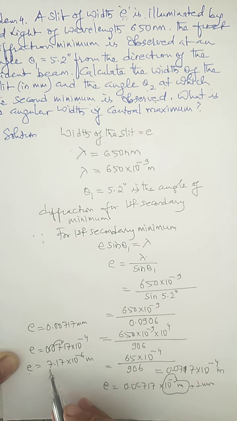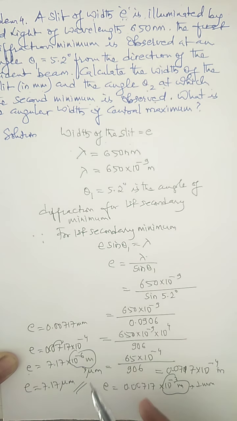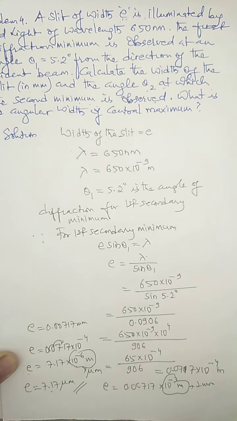So E equals 7.17 into 10 to the minus 6 meter, or you can write this in micrometer. So E equals 7.17 micrometer. You can write the answer in any of the units. In meter, this is the value. In micrometer, this is the value, 7.17 micrometer. In millimeter, if you write, then this is the value, 0.00717 millimeter. So this is the solution of the first part of this question.